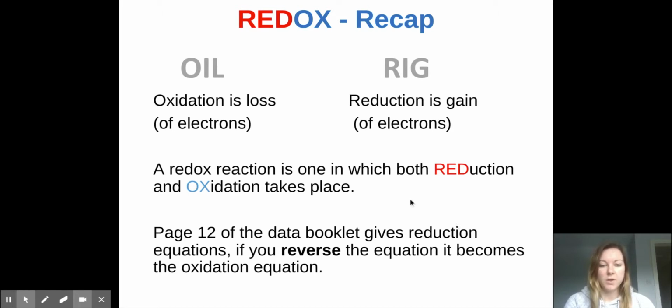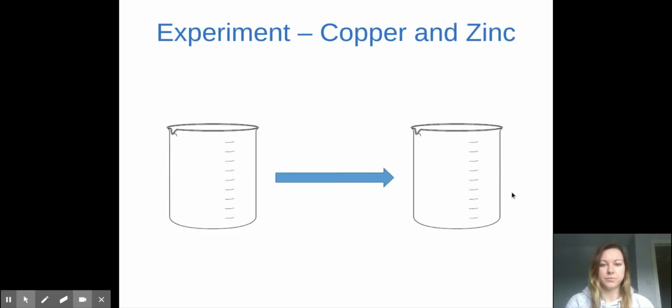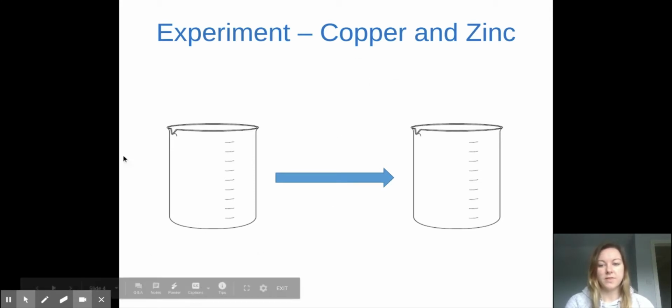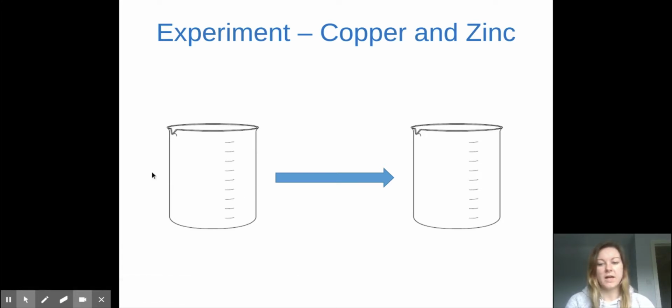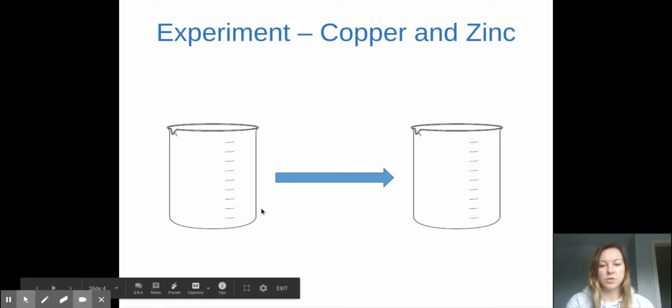You can find the equations for reduction reactions on page 12 of your data booklet, and you simply have to reverse the equation in the opposite direction for it to become the oxidation equation. So I'm just going to talk you through an experiment that you hopefully have all done in class with copper and zinc. Now you start off in this beaker here with a little piece of zinc. So zinc is kind of silver grey in colour, and a blue solution which is copper sulfate.